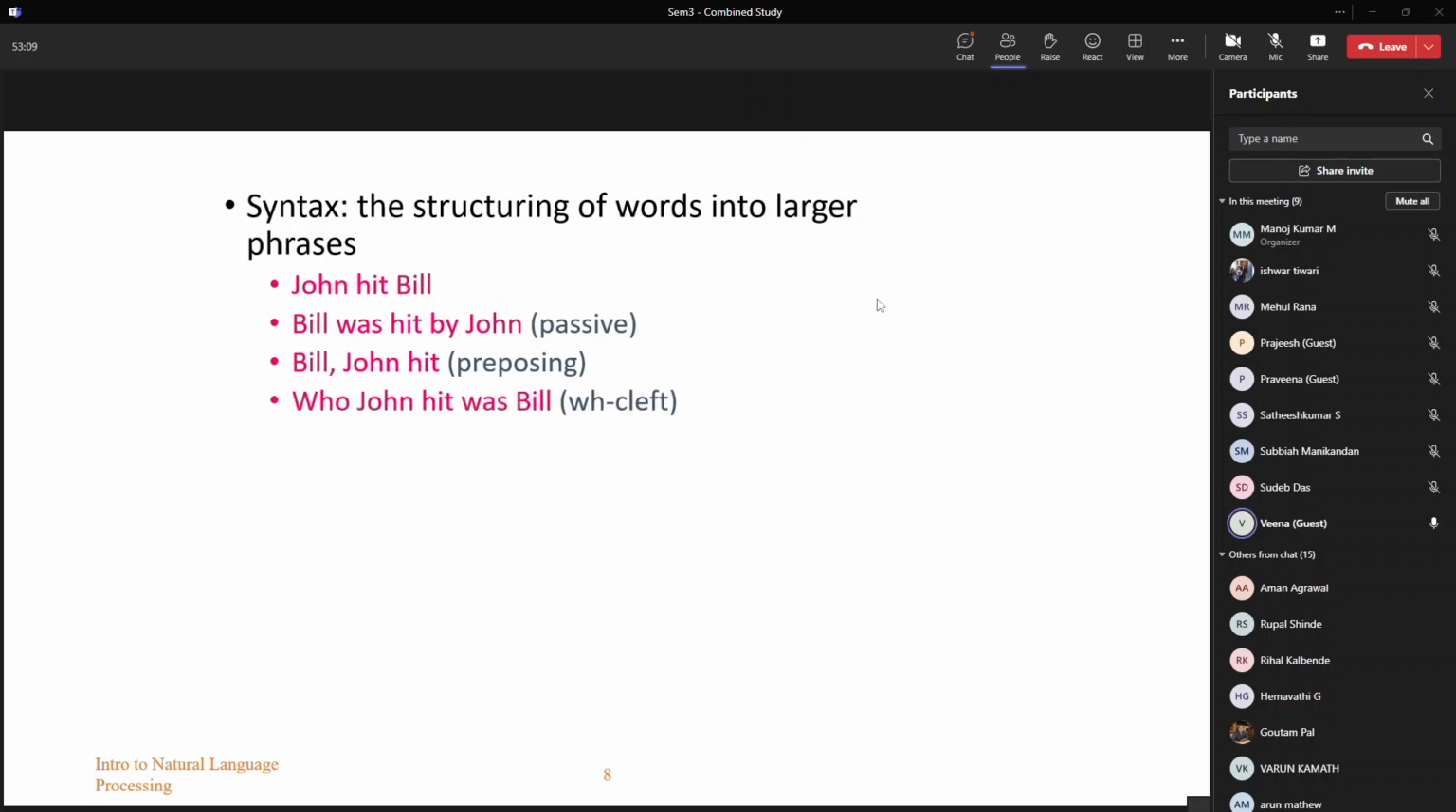So all these statements will give the same meaning. We should be able to understand what the last one is. Who John hit was Bill. What is the WH cleft within the bracket? That's the who, what, why sentence, right? What does cleft mean?